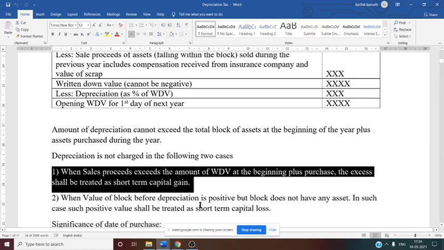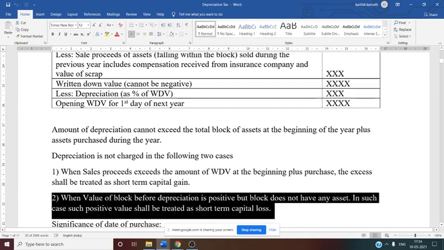Suppose at the beginning of the financial year there is one truck, but during the financial year you have sold the truck. Then whether there is a depreciation, if you sell the truck during the financial year, there is no depreciation. So that is why in that case, the block ceases to exist. That is why in such case, positive value shall be treated as short term capital loss.